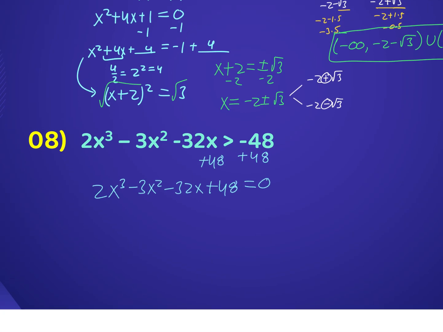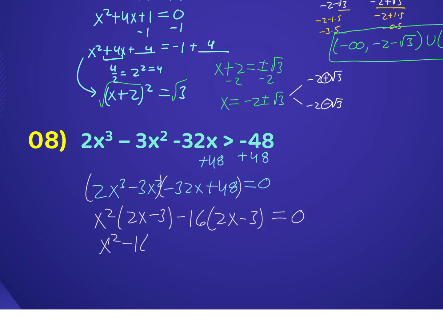All right, this one's different because it's not even a quadratic, right? It's to the third power. All right, but we can still factor it like normal. I'm going to group, and then I'm going to take out an x squared, and I'm left with the 2x minus 3. I can take out a negative 16, and I'm left with the 2x minus 3. All right, and then so I'm left with an x squared minus 16 times 2x minus 3 equals 0. And then I can factor a little more, or you can just solve that one by square rooting, doesn't really matter.